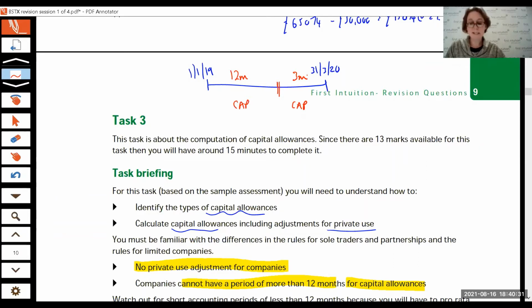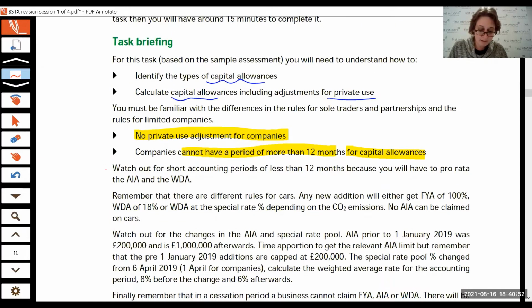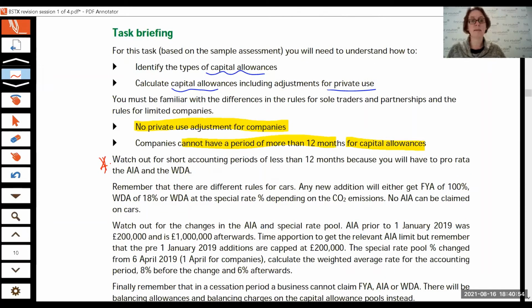So another 3 months there, potentially. So I do 2 quite separate capital allowance computations, one for my first 12 months and one for the last 3 months. And we'll actually practice a task where we're going to be calculating capital allowances for a period that is shorter than 12 months, so we can talk about some of the implications there. So do watch out for short periods. It is one of the things the examiner specifically mentioned that students don't do well with. So watch out for short periods because there are some specific rules.